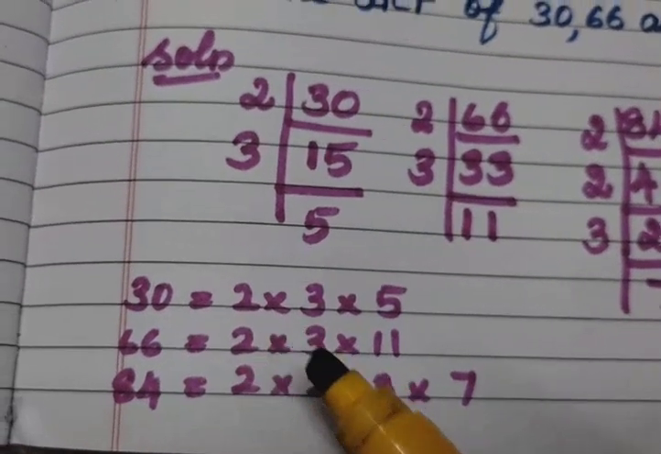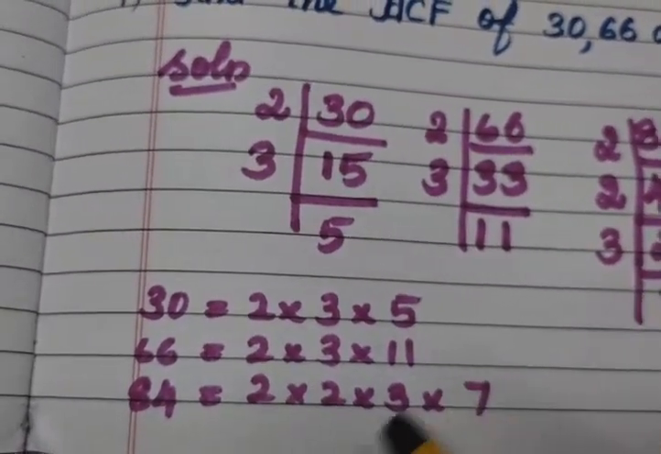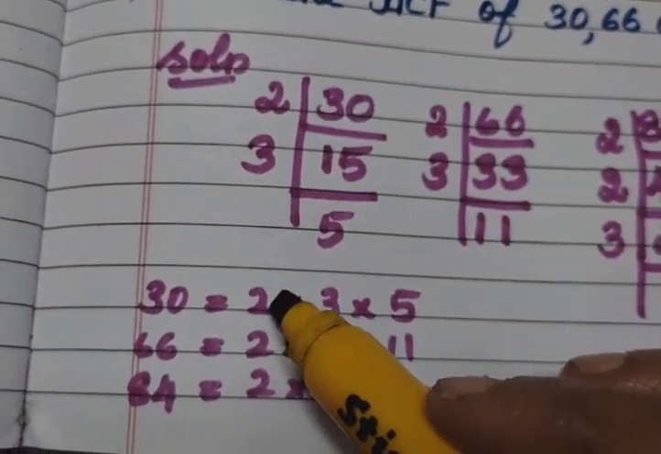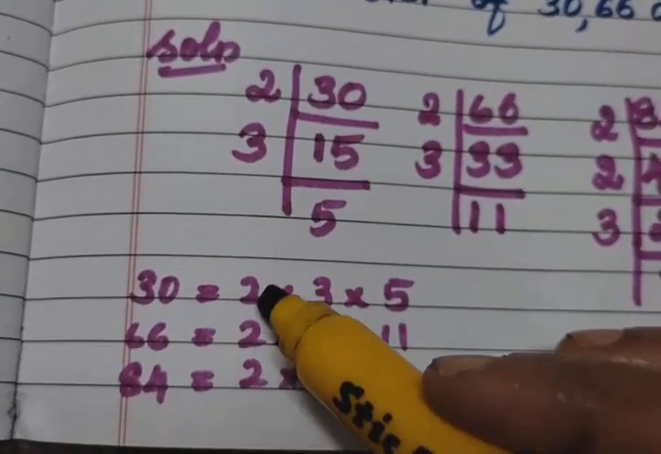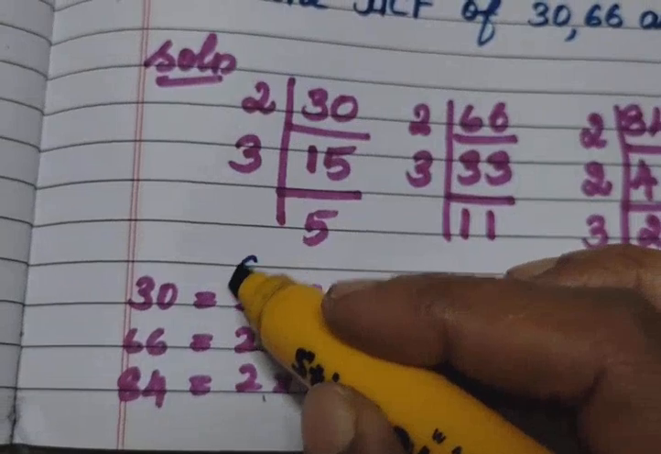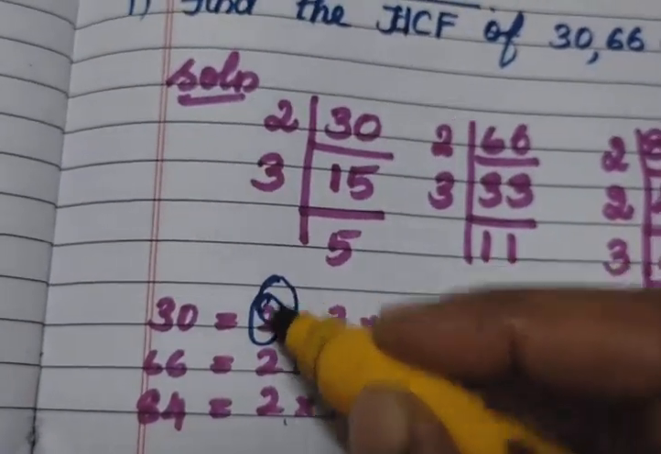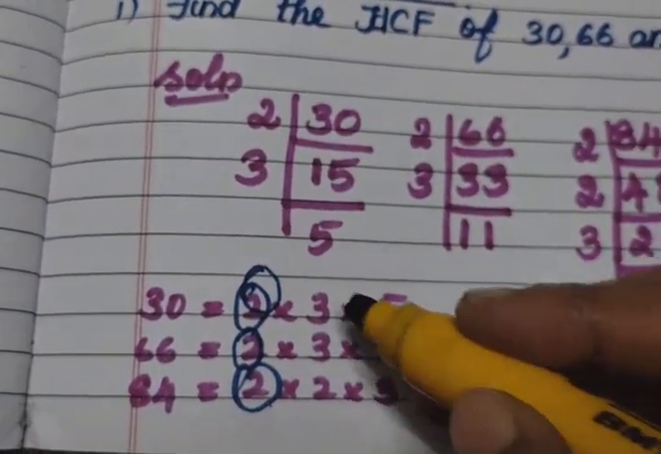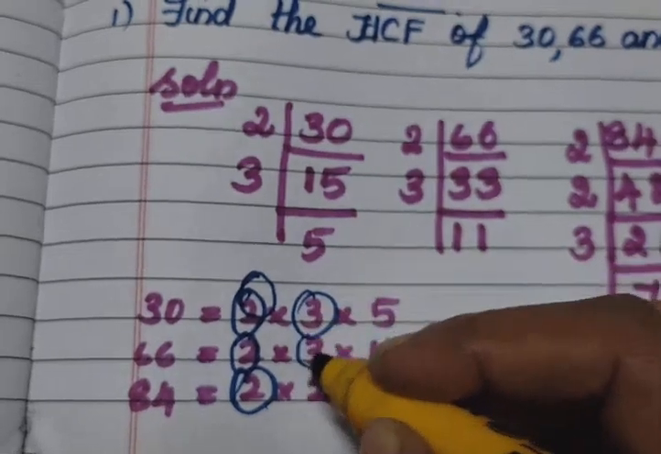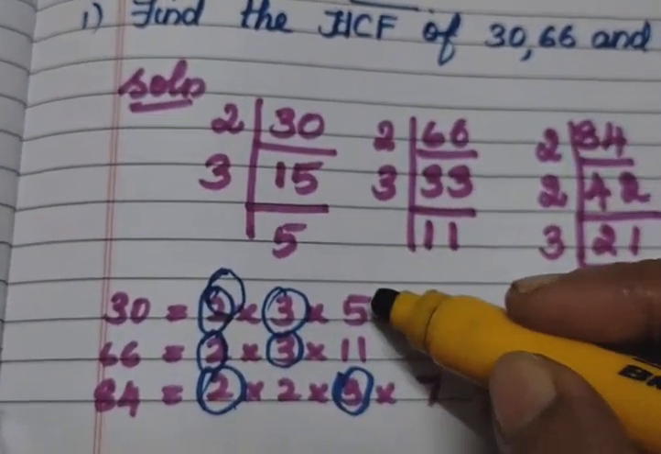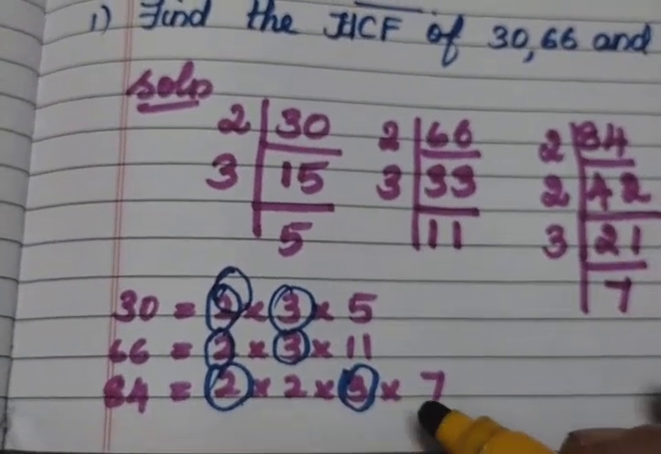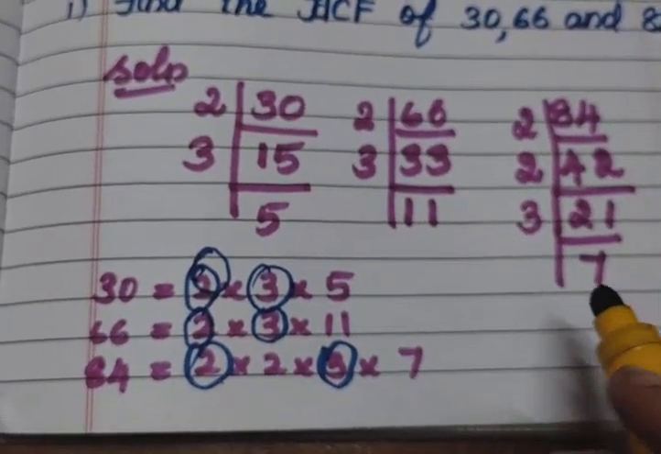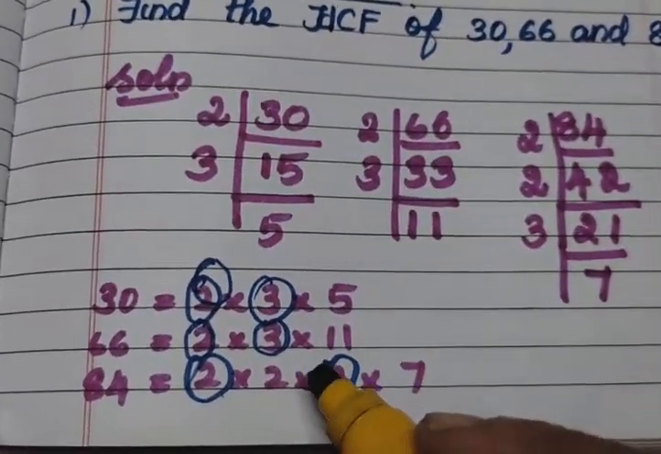Now we are going to find the prime factors that are common to all the given numbers, and circle them. See here, 2 is the first factor. It is common to all the given three numbers, so we can circle these 2. Next, 3 is also common, so we can circle 3 also. Next 5 is there, but no 5 in the others. 11 is there, but in the other two numbers no 11. So there are no other common factors.